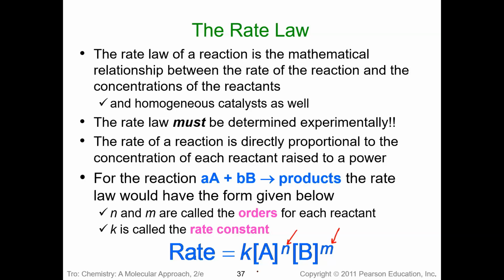Remember, these little brackets mean molarity. Molarity. Remember molarity? Moles over liters. Think of everything we've been doing in experiment 9, molarity. So n and m are the orders. And so what we're going to be doing today is trying to figure out what k is, but we're going to do that by figuring out the order of the reaction. And again, this is determined experimentally. We cannot determine the order of the reaction based on a balanced chemical equation.